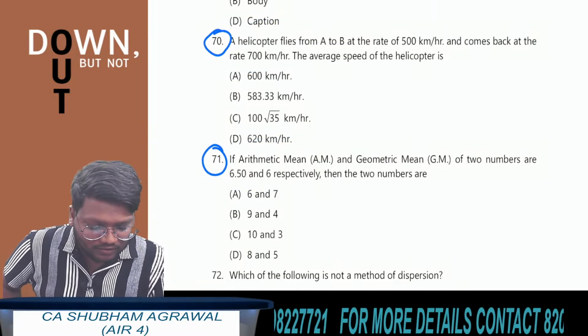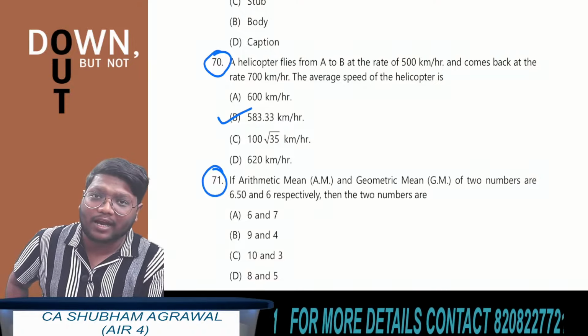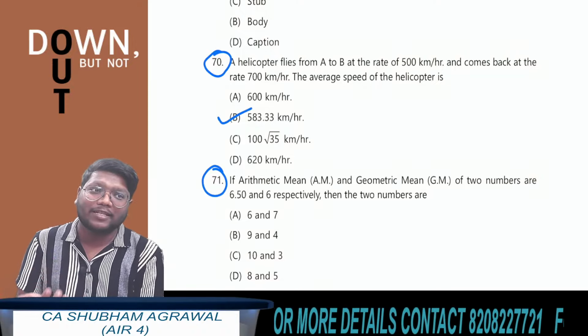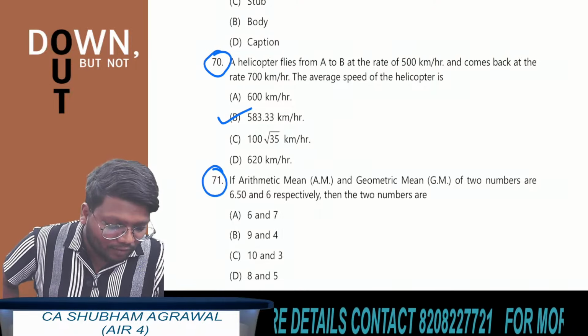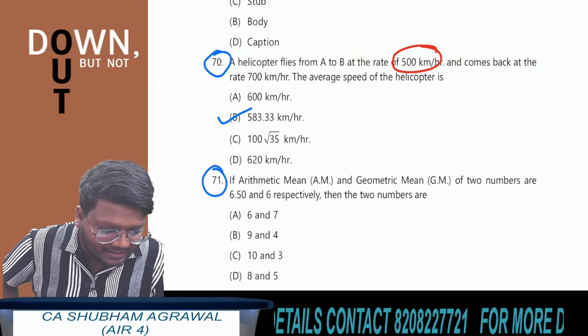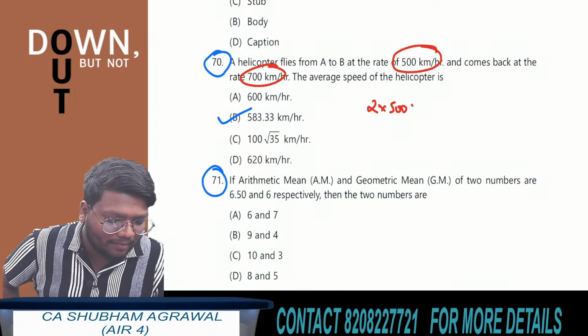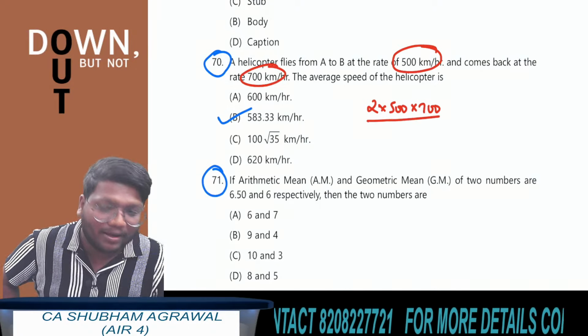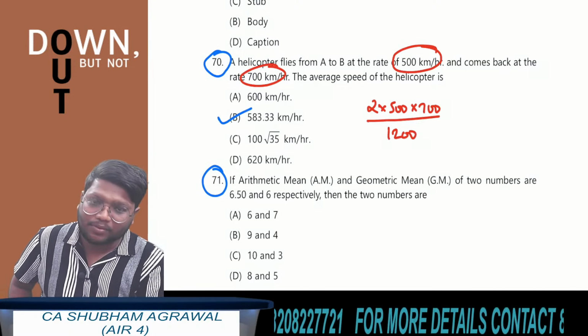I think the answer of question number 70 is option B, 583.33 kilometers per hour. I have already told you, whenever we have to find average speed, it means we have to find the harmonic mean. We have to find the harmonic mean of 500 and 700. Harmonic mean of 500 and 700 is what? 2 multiplied by 500 multiplied by 700 divided by 500 plus 700, which is 1200. You will get the answer as option B.